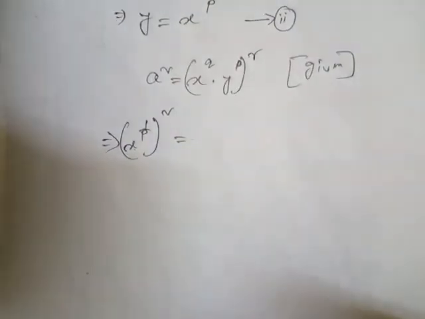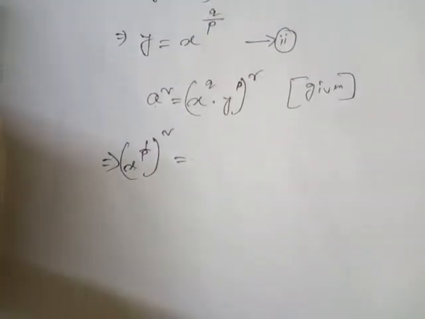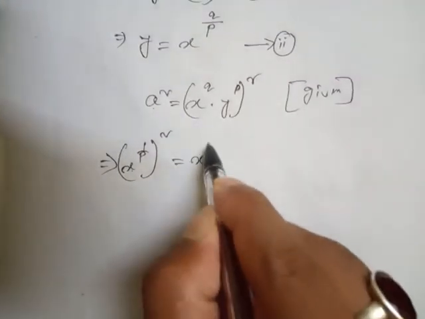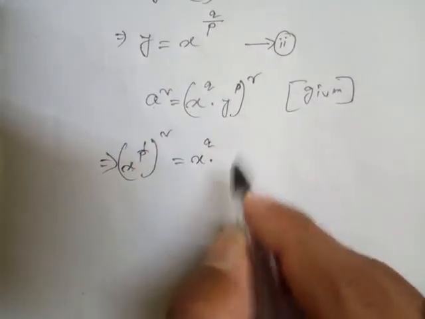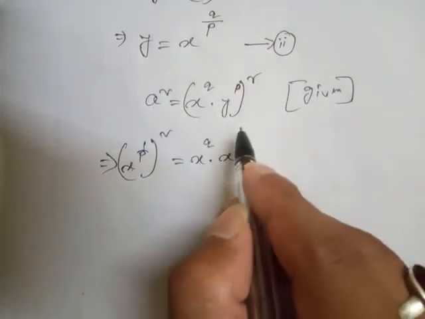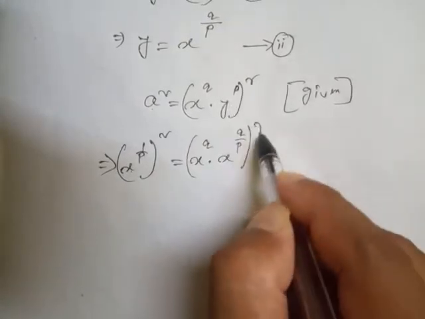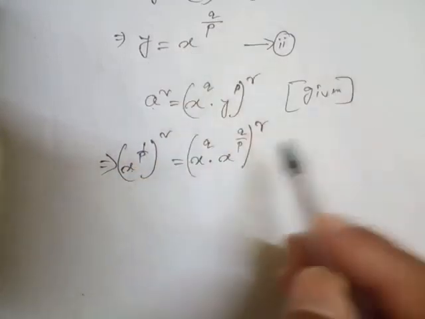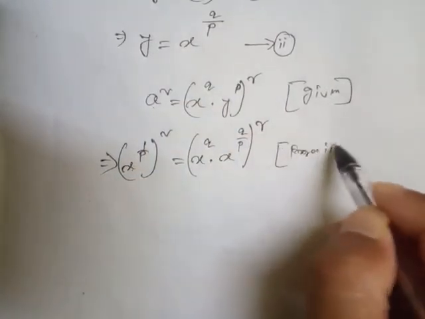Now look here, student, after that, x to the power q. Now there is y, so y equal to this value. So in place of y, I will write here x to the power q by p, then whole thing to the power r. I repeat again, y equal to this value. In place of this, I will write here, now we will write that from 2.